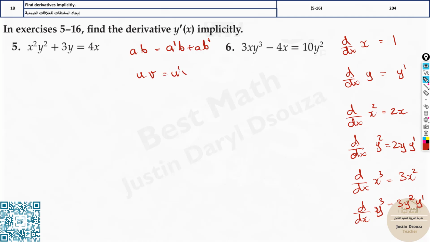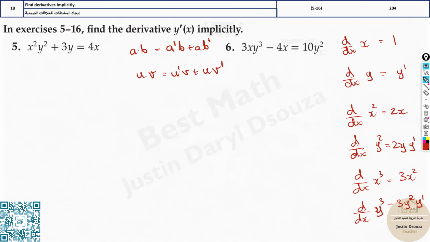Or u prime v plus u v prime. Henceforth, I'll be using a and b for simplicity, because my u and v sometimes won't be differentiable. So a and b is easily differentiable. I mean, you can understand the difference of it. So this is the product rule. Whenever two terms are multiplied, now here these two are multiplied.